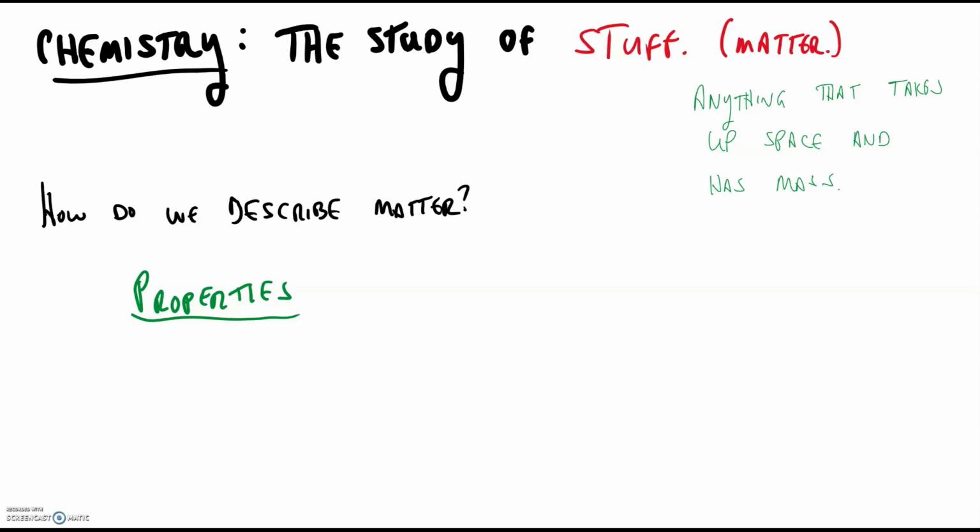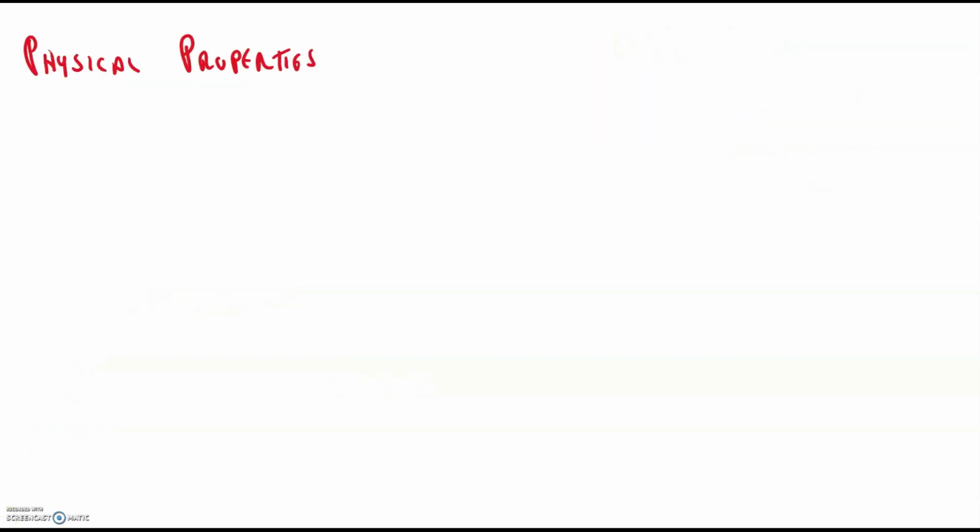Let me give you an example. We're going to break properties up into two types. Obviously, there are a lot of different properties that we can use. We're going to describe matter using chemical and physical properties. Let's take a look at the physical properties first. So we're going to break physical properties down further into two different types.